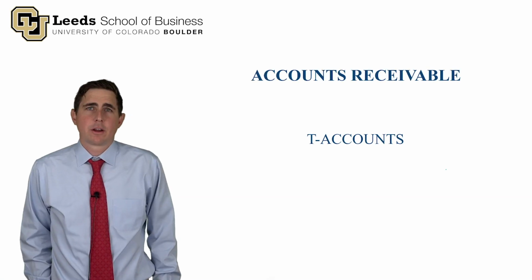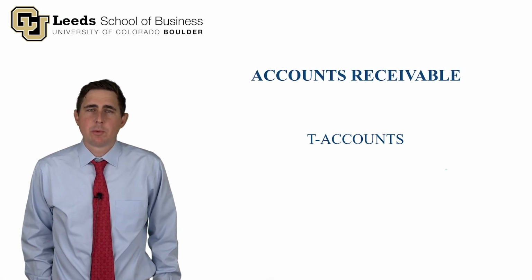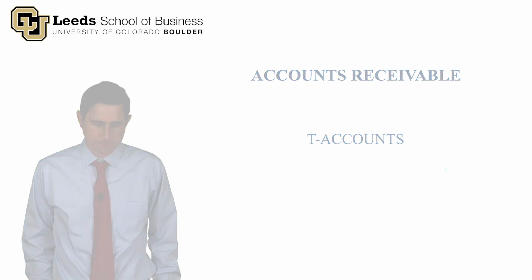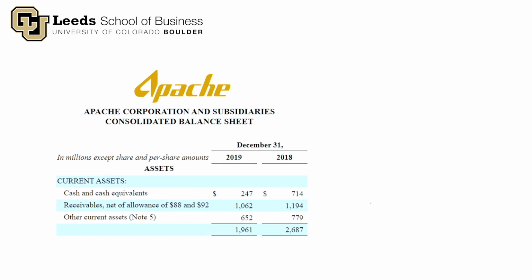Okay, in this video, we're going to go over the accounts receivable T accounts. So let's take a look. And the example company we're going to use and recreate their T accounts is Apache, which is an oil and gas company. So they explore and they bring oil and gas out of the ground and then they sell it to their customers. And so here is Apache's balance sheet and the asset section of their balance sheet, and the current asset section of their balance sheet actually.